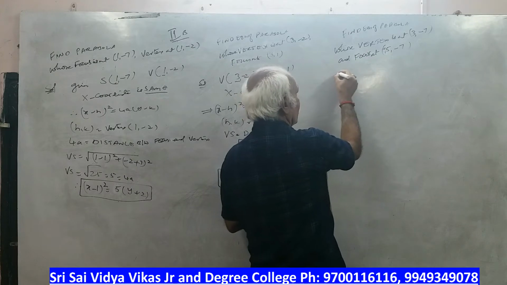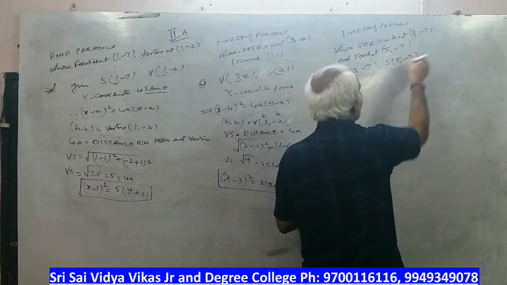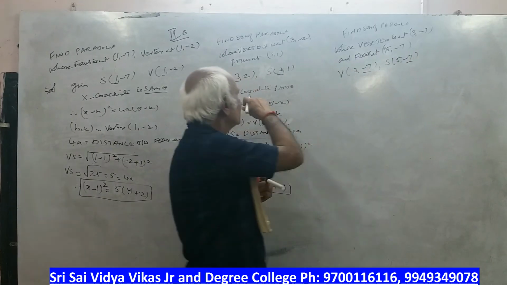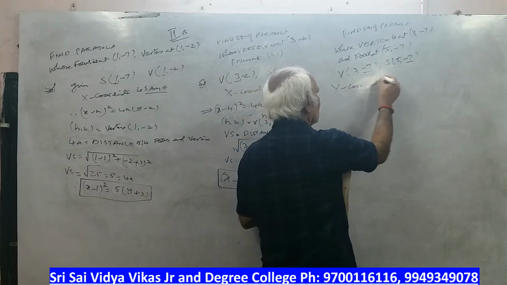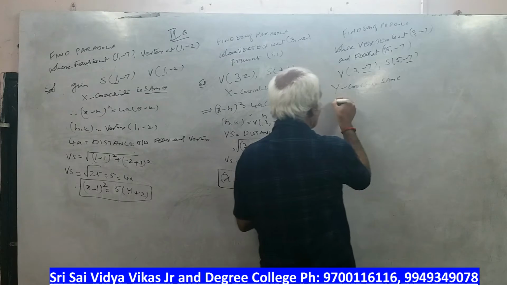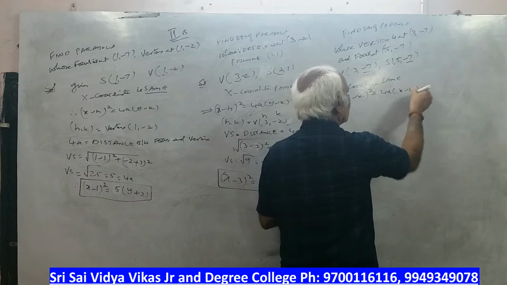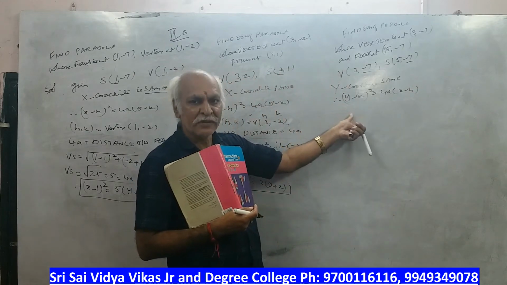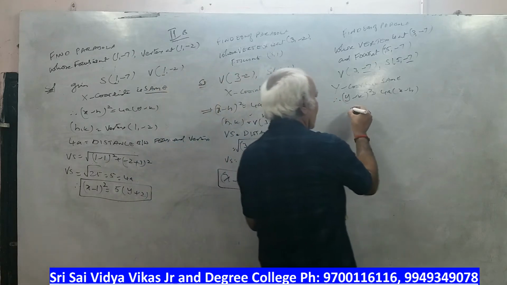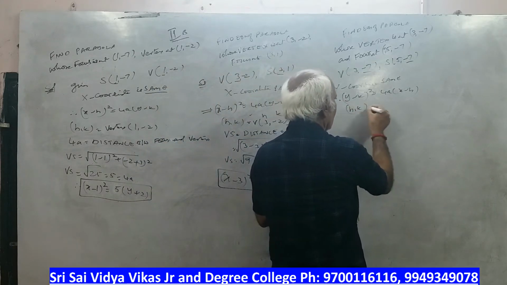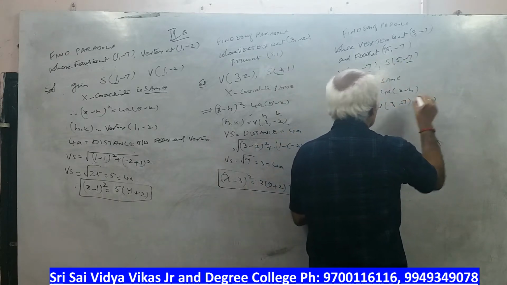Now the given vertex is (3, -7) and the focus is (5, -7). Which coordinate is the same? The y coordinate is the same. Therefore (y - k) whole square is equal to 4a into (x - h). Here the x coordinate is x minus h, and here the y coordinate is y minus k, where (h, k) is the vertex, which is given as (3, -7).